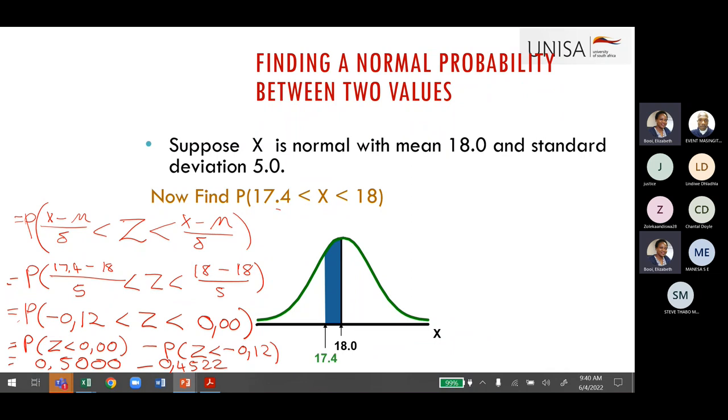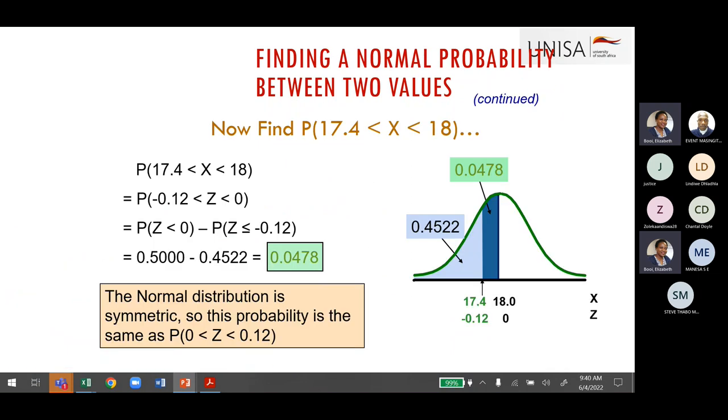Okay, and that is what you will do. There will be a lot of mistakes because of these numbers. There are so many of them. So pay attention and double check your work as well. That will be 0.0478 as our answer of the between.